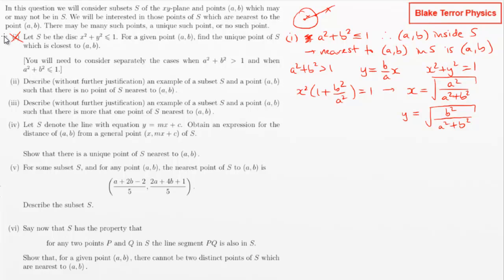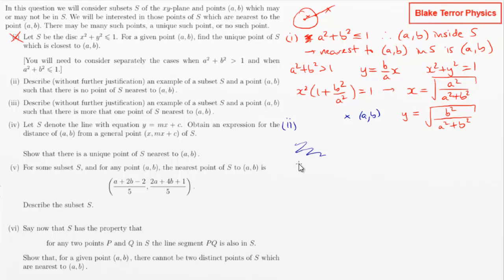Part 2, describe without further justification, which is always nice, an example of a subset S and a point A, B such that there is no point of S nearest to A, B. Right, this is coming back to the thing that was baffling me a little bit in the question when I was reading it. So we need to have some point A, B and we need to have some set S.